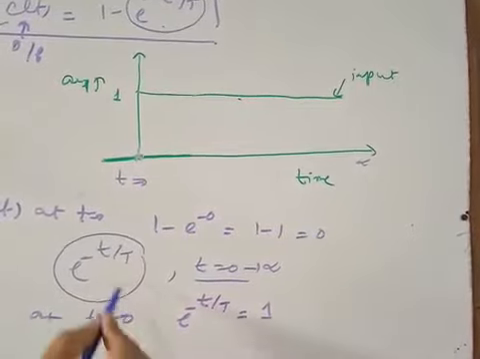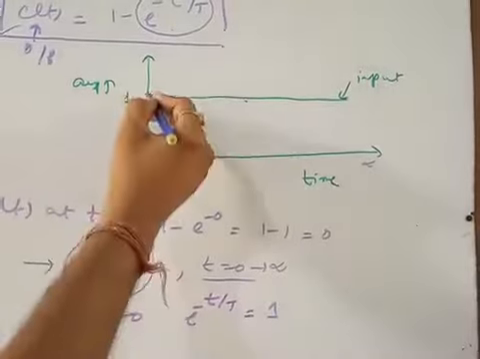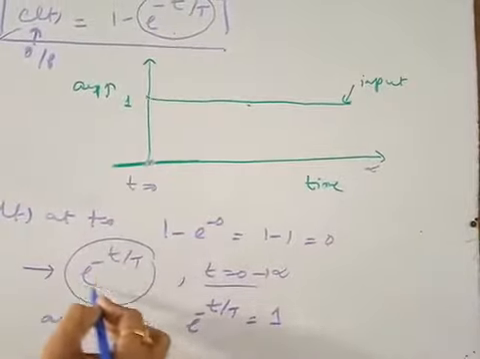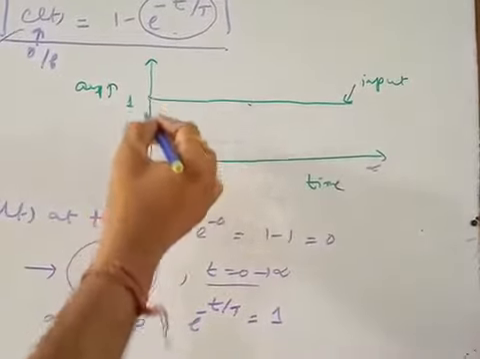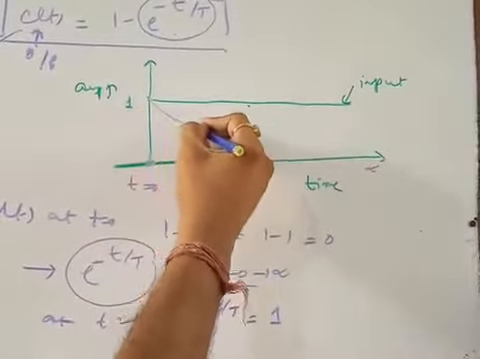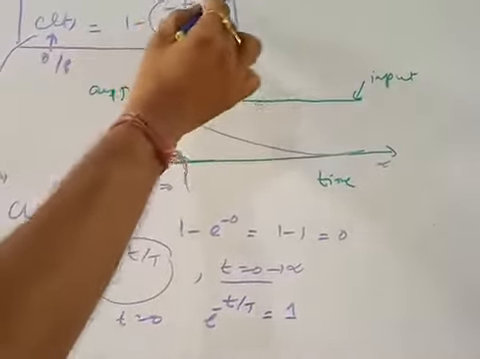That means this curve will start from this position. So at t equal to 0, the value of e to the power minus t by T is equal to 1, and this is an exponential decaying curve like this. And ultimately, what do we have to get? We have to get 1 minus this curve.